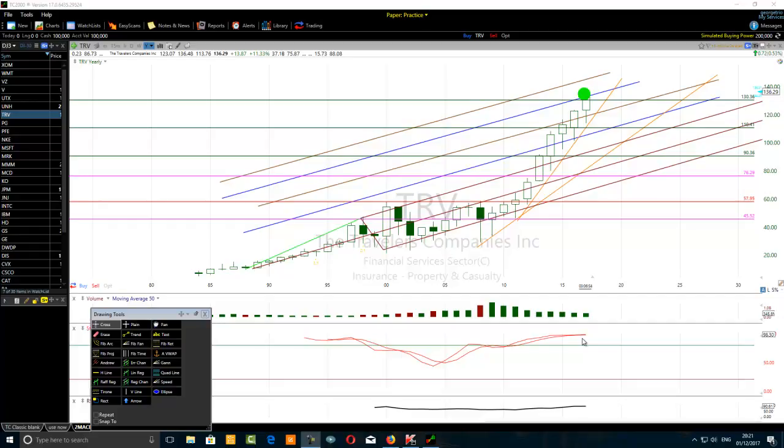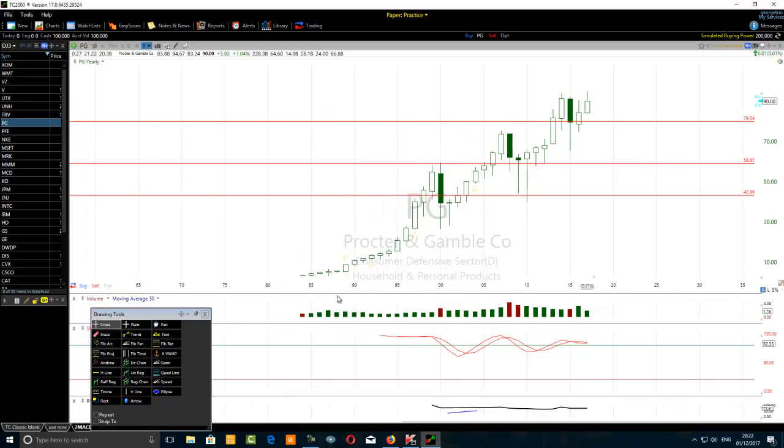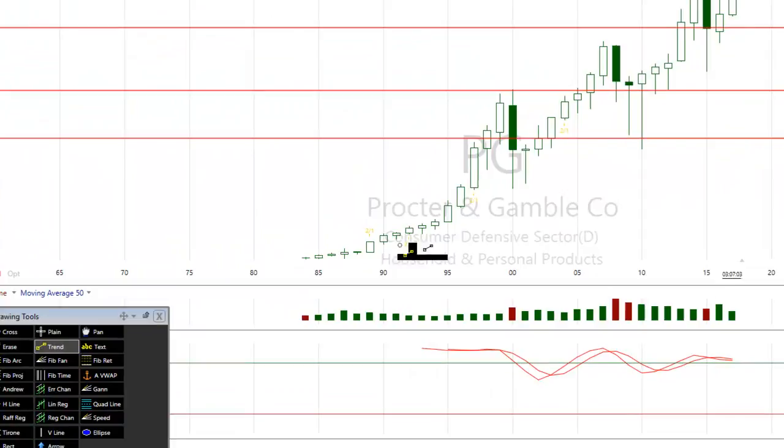Now I have more examples here. Apart from Travelers, look at this one. This is Procter and Gamble. Again here, do we have an impulse wave? This is an impulse wave. You see an impulse wave, with the stochastic 8-3-3 well above that 80.